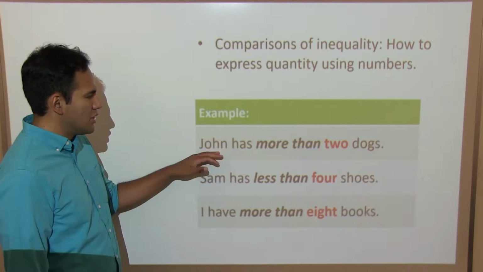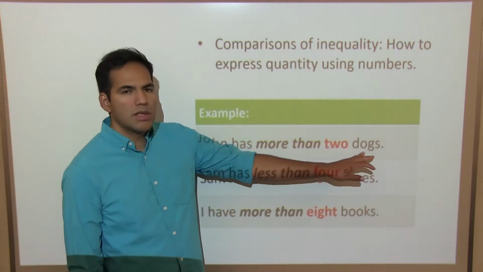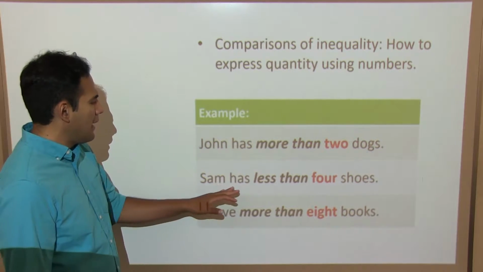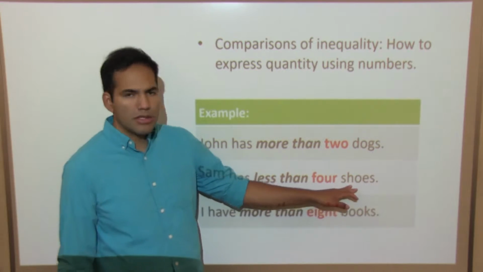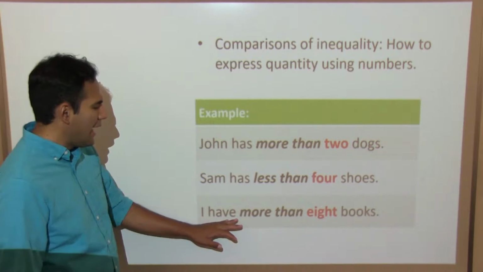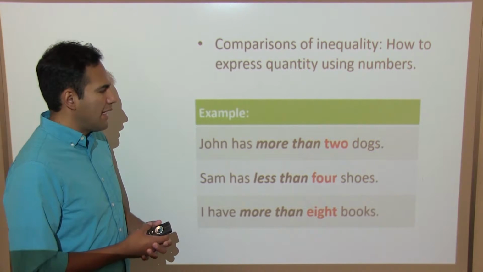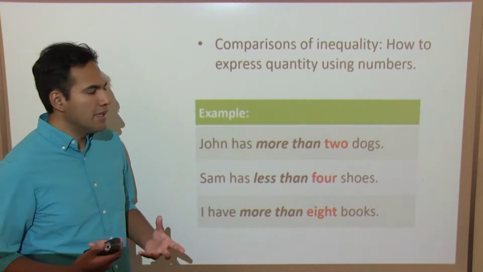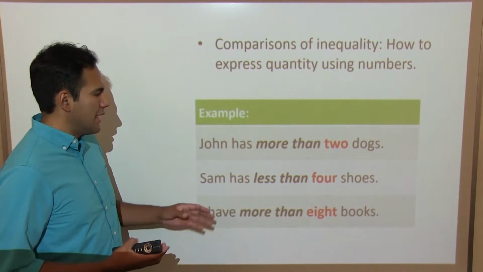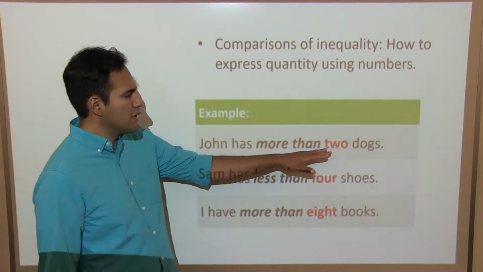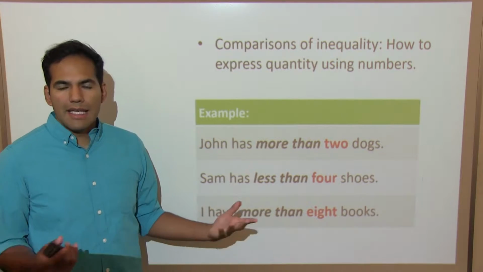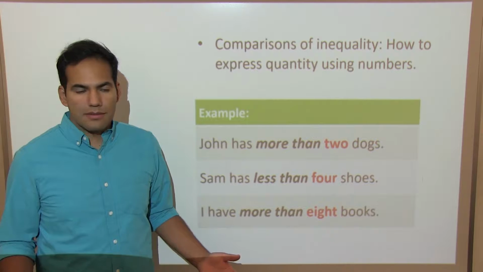The first one is, John has more than 2 dogs. Sam has less than 4 shoes. I have more than 8 books. So in these examples, we can see that a specific number is being given, but the idea that it's giving us is that, for example, John has more than 2 dogs. It's basically saying that he has 3 or more dogs.